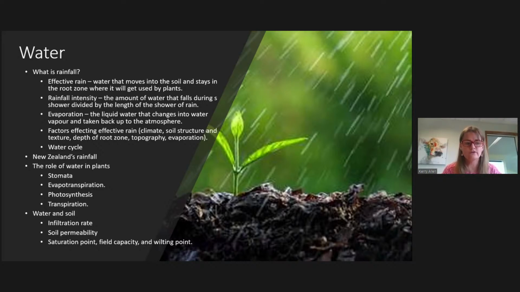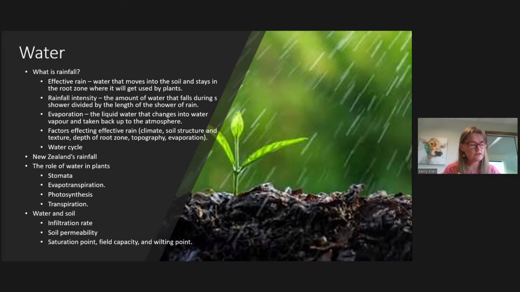Okay, so the role of water in plants is it's used for transpiration, photosynthesis, evaporation, and it opens and closes through the stomata. And we'll look at those in a little bit more depth in a moment. Okay, then the last little section I've got there is you need to understand the infiltration rate. So that's how it goes through the soil. It will depend on the soil permeability. So that's looking at your soil texture. So clay obviously holds water more. Sand, it goes through the soil a lot more quickly. Okay, so you will lose that water.